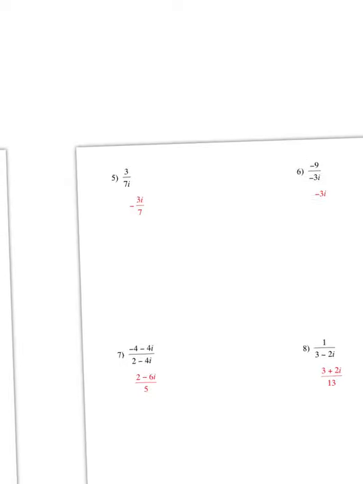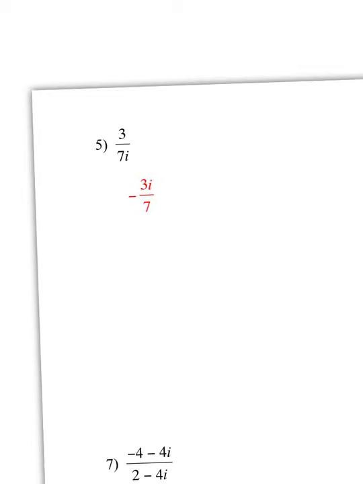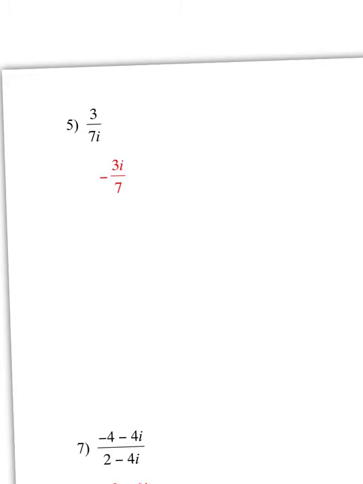Alright, now, 5 through 8 deals with division. So, on a problem like this, the problem is you cannot have any type of root on the bottom. So you have to remember that i is equal to the square root of negative 1. So that literally means you have a square root on the bottom, which is not allowed. So what we want to do is get rid of that problem. So we want to get rid of what's causing the issue, which is the i value. So we want to multiply by i.